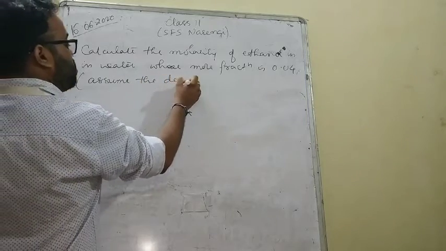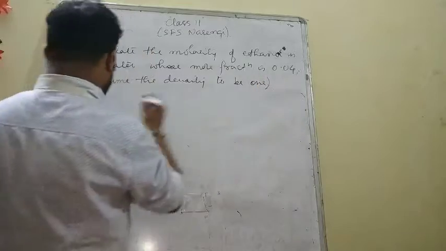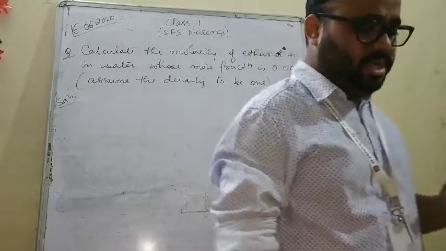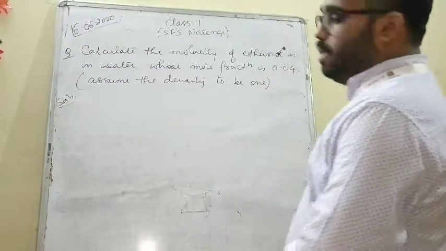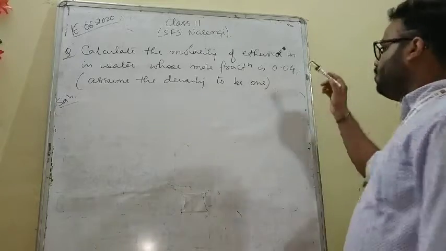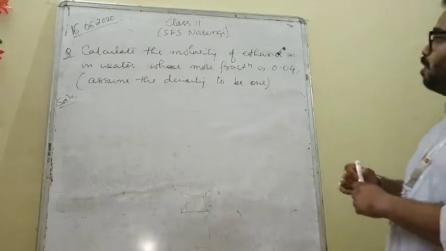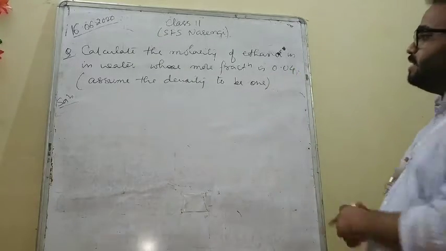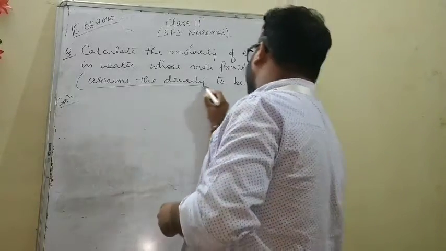density to be 1. This question is around 1.27 or 28, somewhere there it will be. So calculate the molarity of ethanol in water whose mole fraction is 0.04. Assume the density to be 1. Now the mole fraction of ethanol is given as 0.04. This is the main line here: assume the density to be 1.